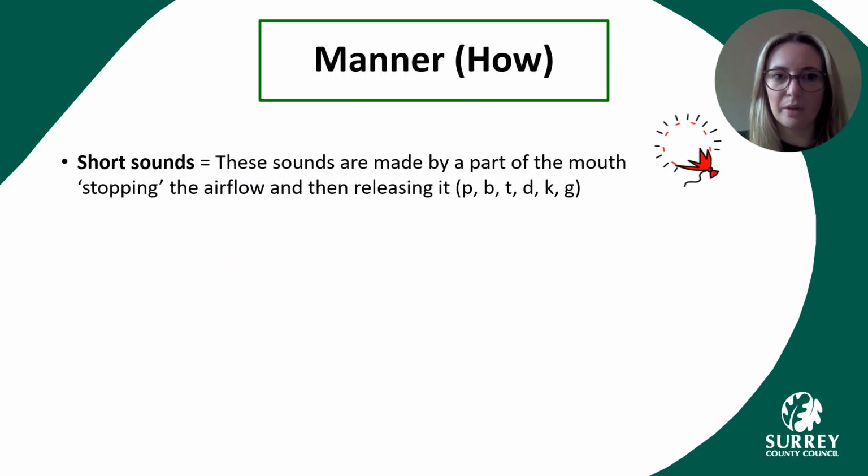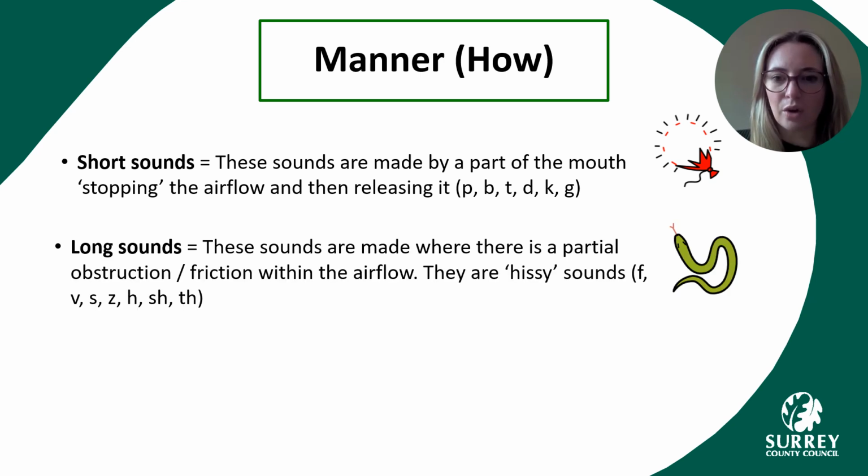Next, we have the manner, which means how the sound is produced. We have short sounds where the air is released really suddenly, like a balloon popping. These are sounds like p, b, t. You can't make the sound any longer, and it's just a sudden release of air. Long sounds are more like a hiss sound. There is friction. So sounds like s, z, sh. You can drag the sounds out and make them longer. For example, s, which you can't do for the short sounds. So p, you can't make that any longer.